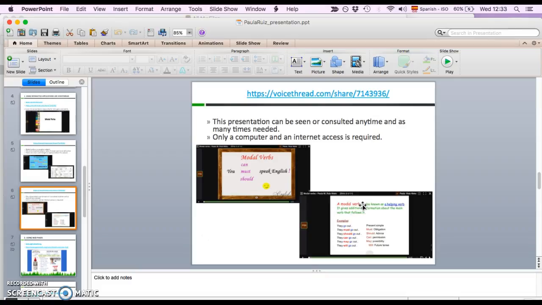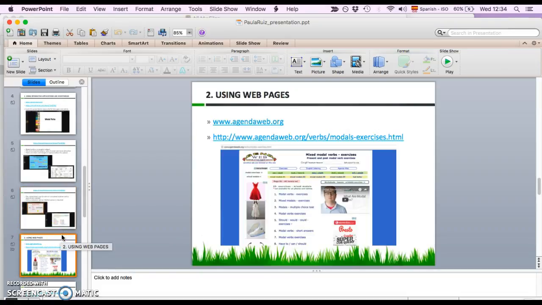So for example, we can introduce the modal verbs subject, and then if the student needs to review before the exam, we can give the webpage address, and the students can consult it as many times as they want.